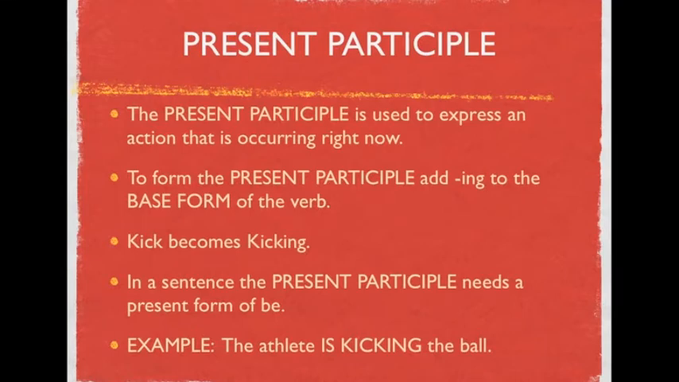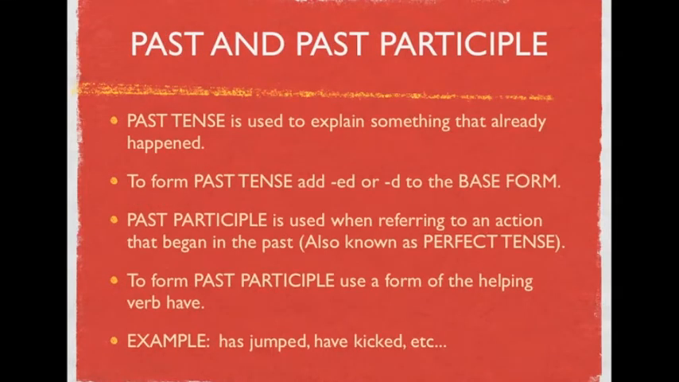Now, so we've got present participle. How do we take that base form and go to the past? Well, past, I think you know when that happened. It happened in the past. And basically, all you do is add ed or d to the base form. So take, for example, kick. All you do is add ed to that. Now, past participle, on the other hand, you would use it to refer to an action that began in the past.